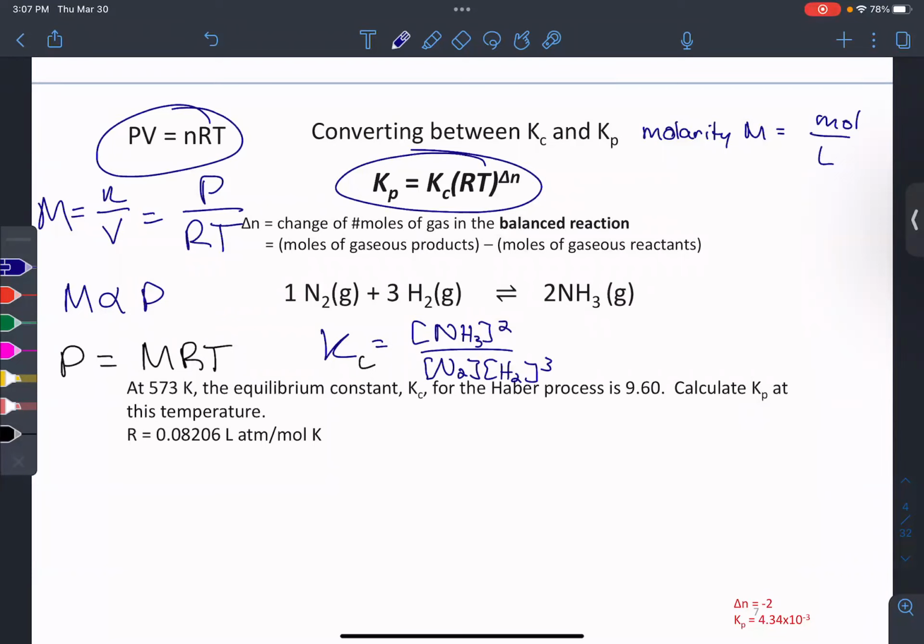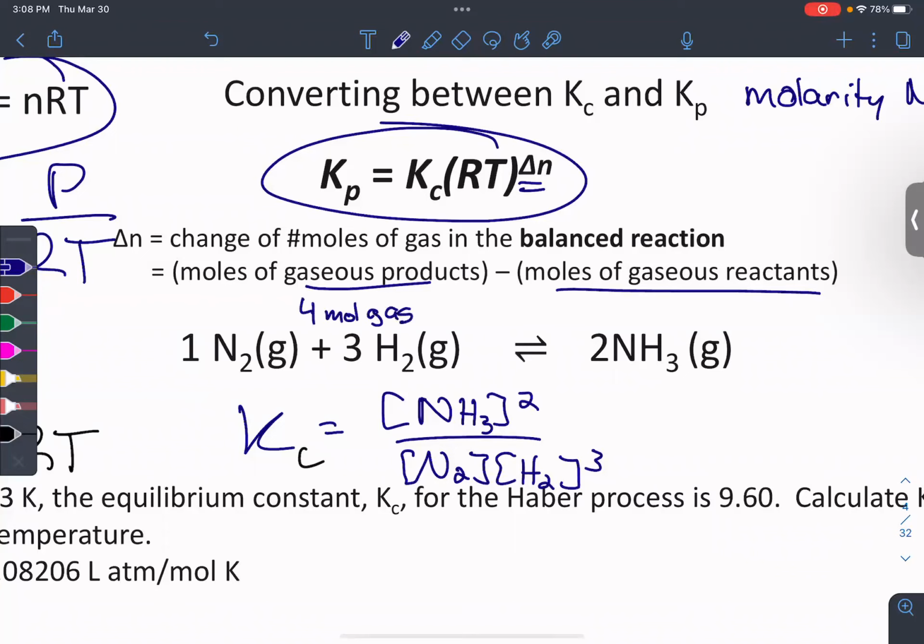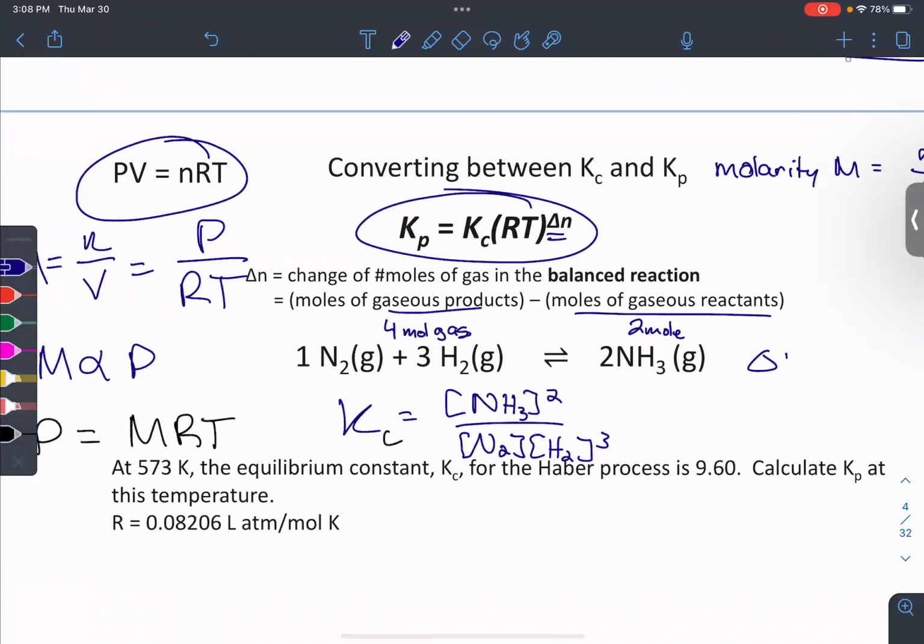How many times we need to multiply Kc by RT depends on how many moles of gas we have. So we see that RT is taken to the delta N. Delta N is the number of moles of gas that change during this chemical reaction. To calculate delta N, we take the moles of gaseous products and subtract the moles of gaseous reactants. On the reactant side, I have 4 moles of gas. On the product side, I have 2 moles of gas. So I am losing 2 moles of gas in this reaction.